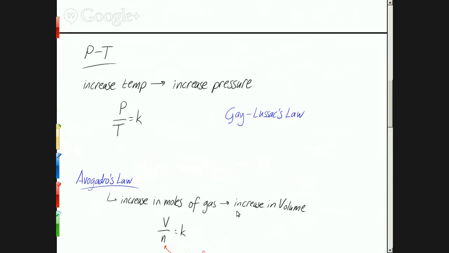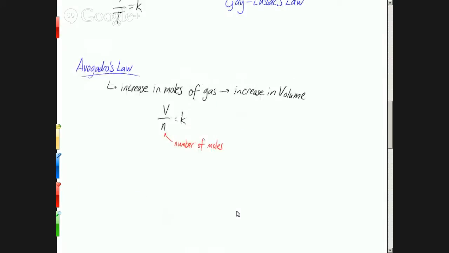All right, so let's look at another one. How about Avogadro's law? An increase in moles of gas leads to an increase in volume. How can we explain why that is using this idea of collisions with the walls and speed of gas? So remember, if we're dealing with volume and number of moles, that means that pressure and temperature need to stay the same. So how might you explain what's happening here in terms of the molecules colliding with the walls?